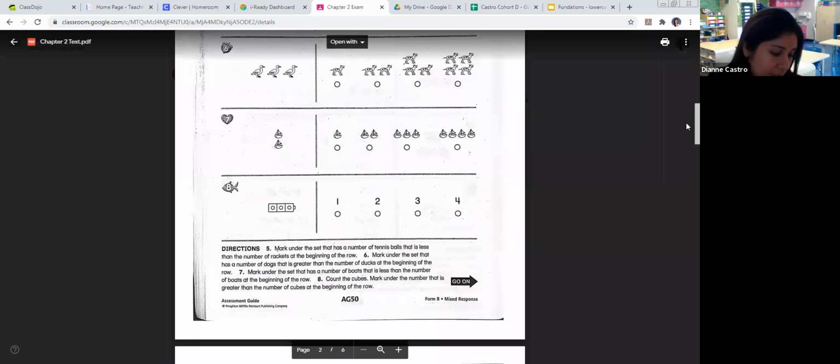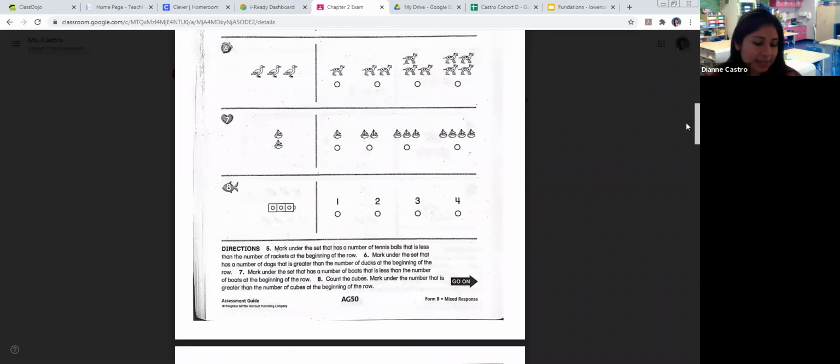Number 7, mark under the set that has a number of boats that is less than the number of boats at the beginning of the row. So first you count the boats that are at the beginning, then you count your choices. So you have 4 choices to pick from. Count all of them, and then you bubble in the boats that show less than what you counted first.